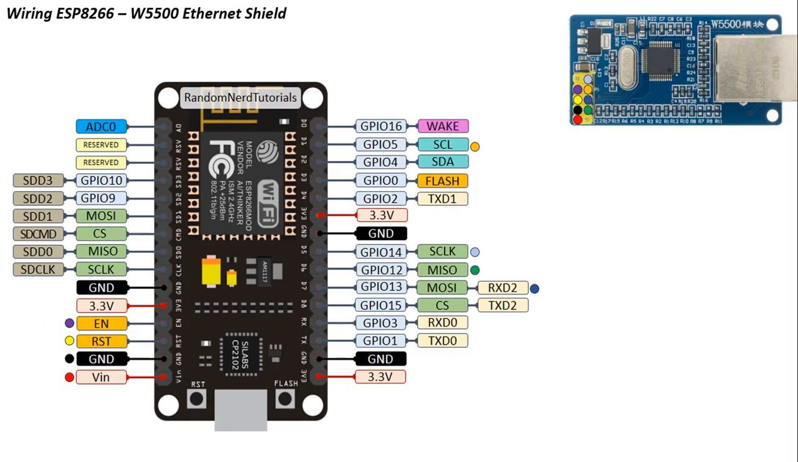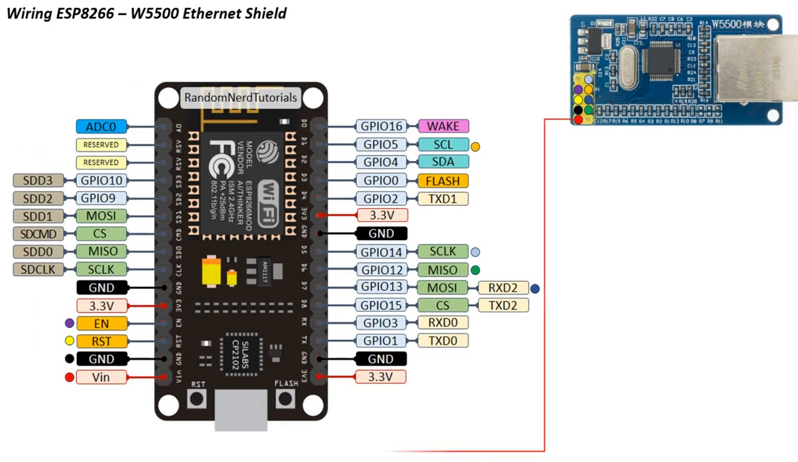This is the wiring diagram between the W5500 Ethernet shield and ESP8266. Please follow this wiring.